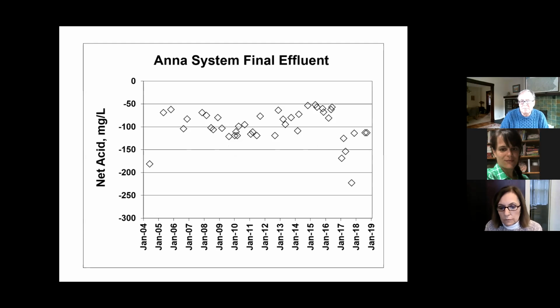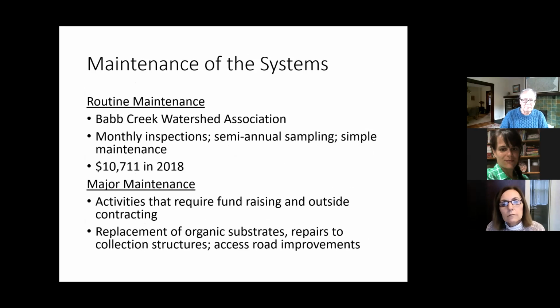ANS system, same thing. Negative net acidities, pH 7.5 water. Never have we had a bad sample coming out of the ANS system. So how is this? This isn't without work, okay?